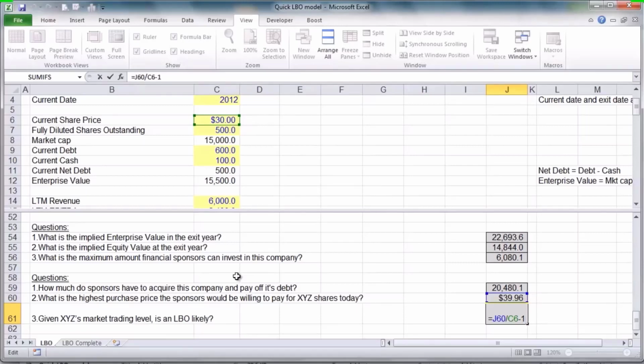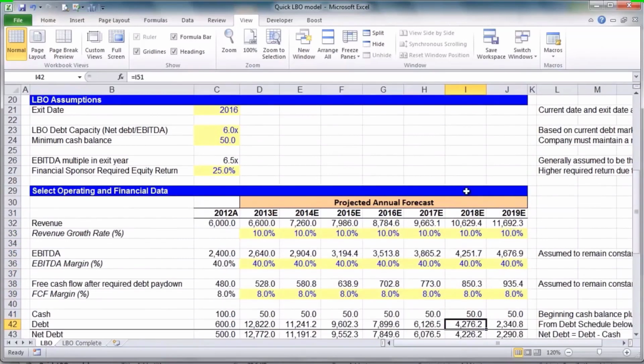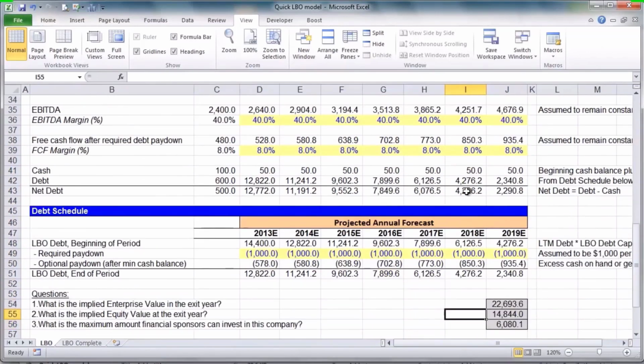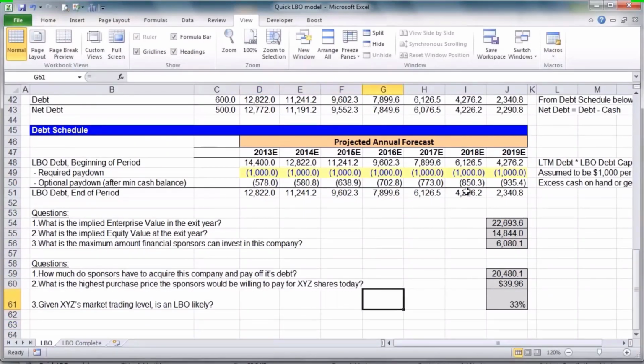We can offer up to $40 per share for its equity and still hit all of our return requirements. Of course, this LBO is based on projected financial statement data with revenue growth and EBITDA margins, as well as paying down our debt over time with any excess cash flows we generate. But it does appear that this is a feasible LBO candidate.